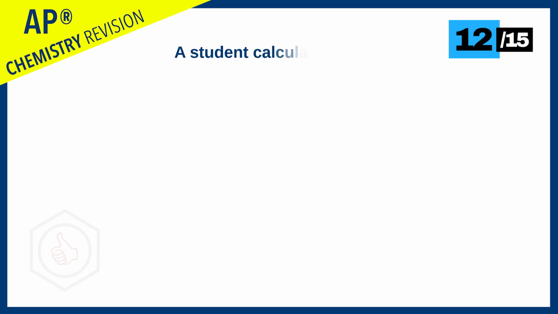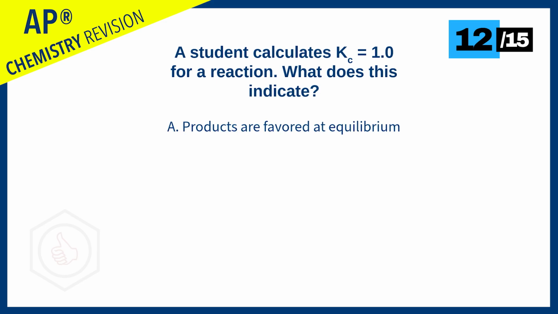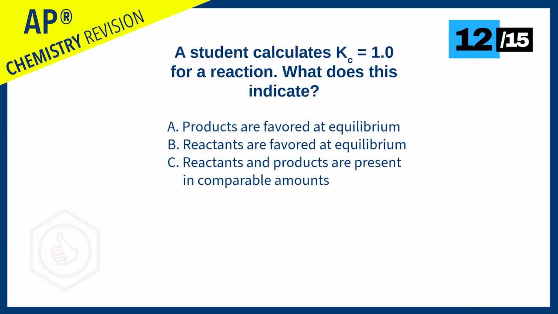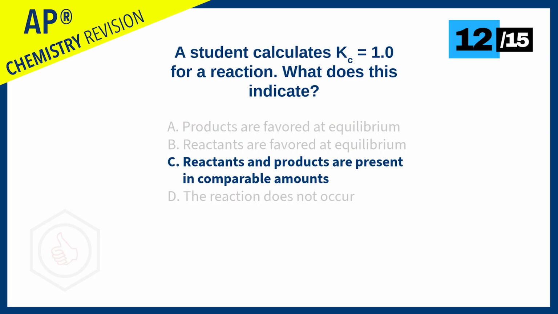A student calculates Kc equals 1.0 for a reaction. What does this indicate? Products are favored at equilibrium, reactants are favored at equilibrium, reactants and products are present in comparable amounts, or the reaction does not occur? The answer is reactants and products are present in comparable amounts.